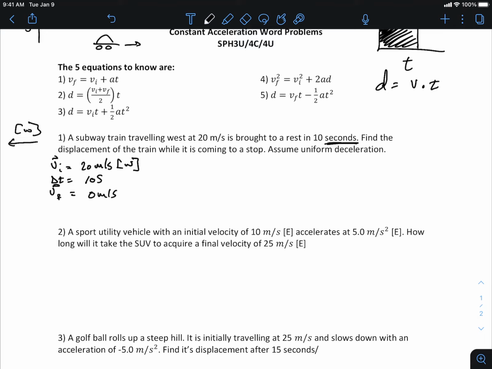So what's the thing that I'm looking for? I'm looking for delta D. Okay, that's what I'm looking for. And so what are you going to do? Which equation am I going to pick? My initial thought is I could pick, I don't know, this one.